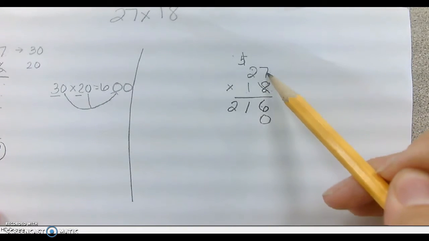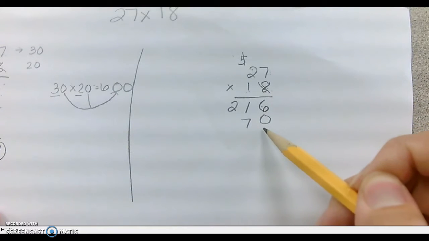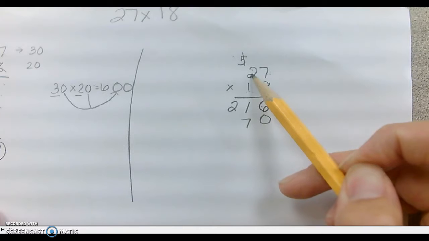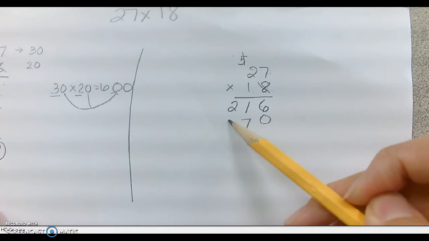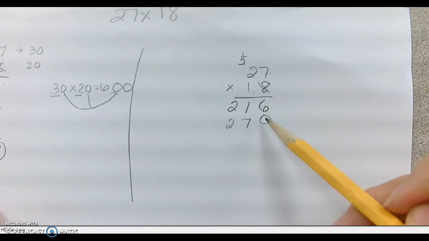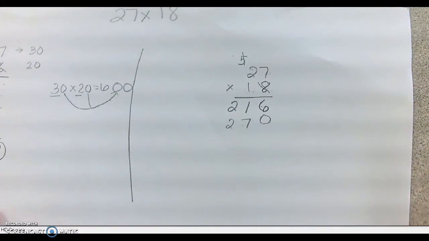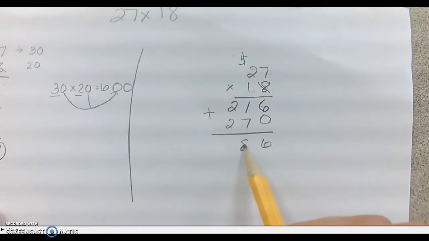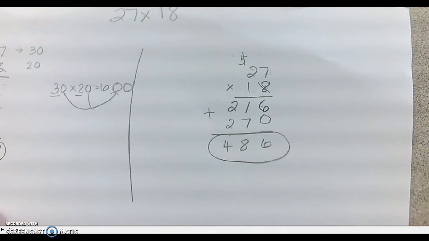So 1 times 7 is 7, but really it's 70 because this is a 10. And 1 times 2 is 2, but really it's 200. I have 2 place values here and here, so I'm done. Just have to add it up. And I have the same answer I got before.